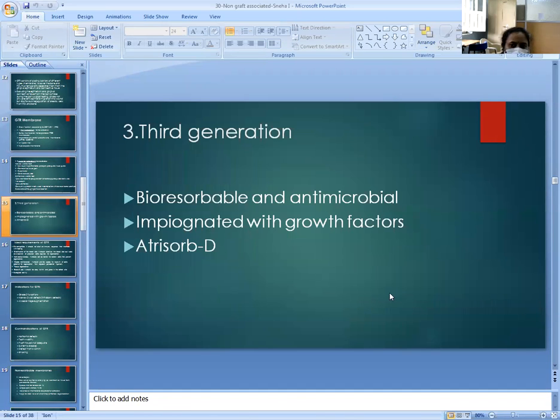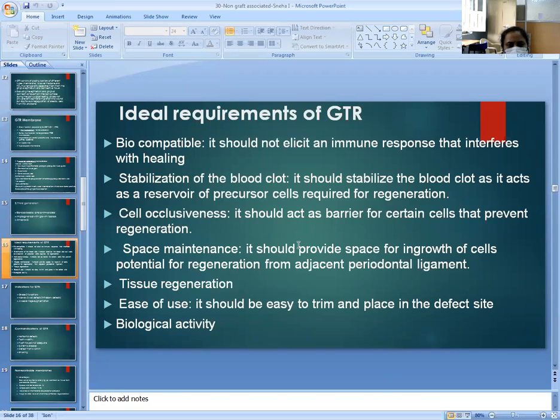Third generation membranes are a combination of a resorbable membrane impregnated with growth factors. These types of membranes are not currently available, but they are in process.